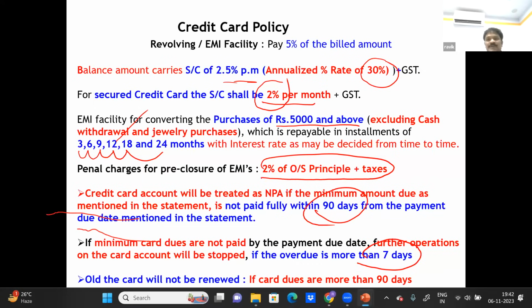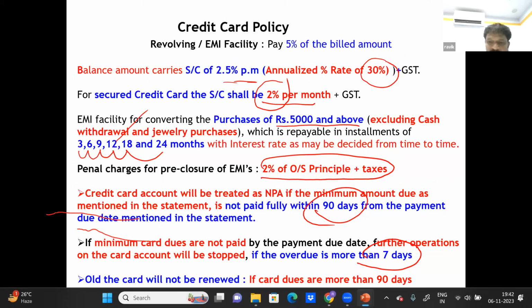If they pay the minimum 5%, fine. If they are not paying, then the card will be stopped. If the overdue is more than 7 days, they will wait 7 days for payment. If they have not paid, they will stop the card. Then, the old card will not be renewed if card dues are more than 90 days.